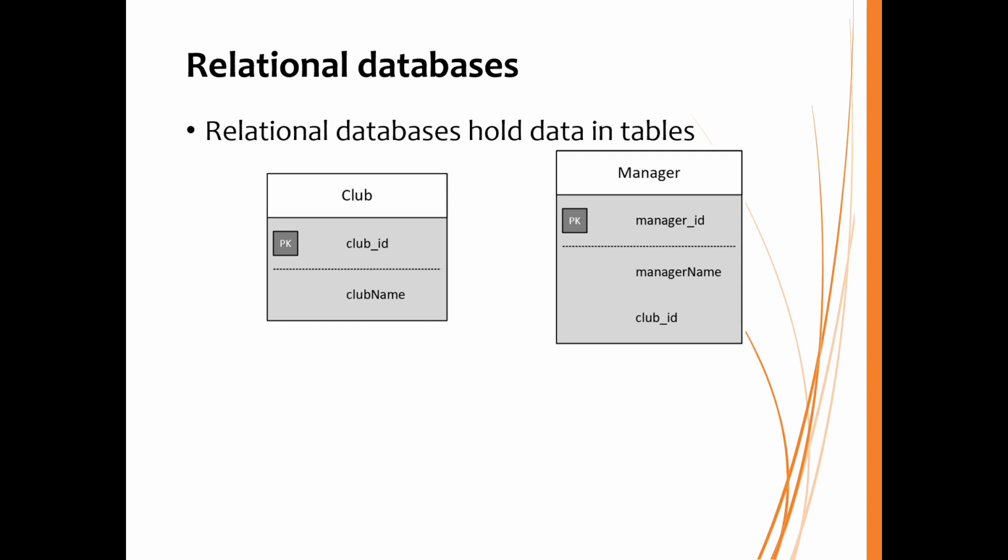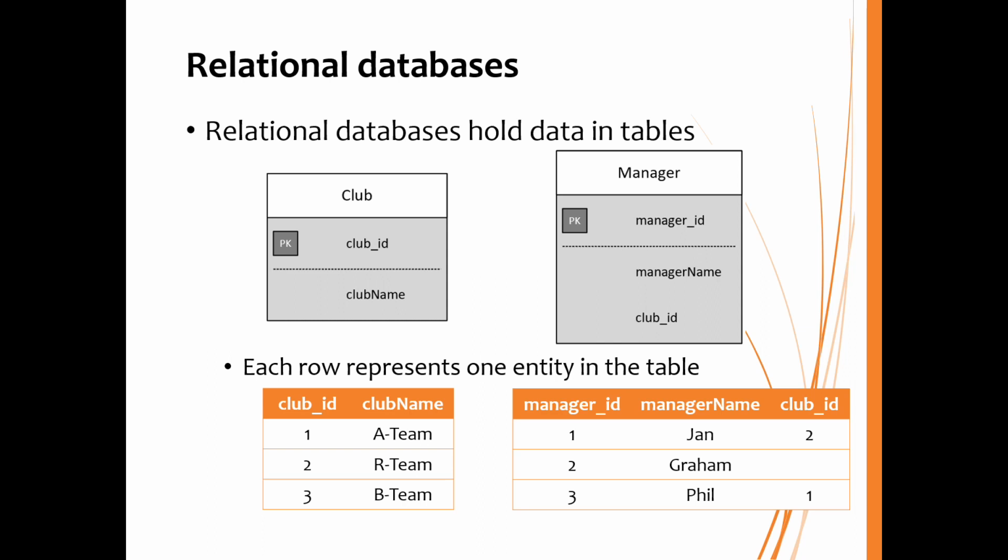So we can see on screen here we have a definition of a club entity which contains a club ID and a club name as the attributes for that data. And in another table we've got a manager entity with a manager ID, a manager name and a club ID. But that's only the definition. At some point we need to start storing data, and that data will be stored in these tables. So there will be a table for club and a table for manager. Each row in the table will represent one entity.